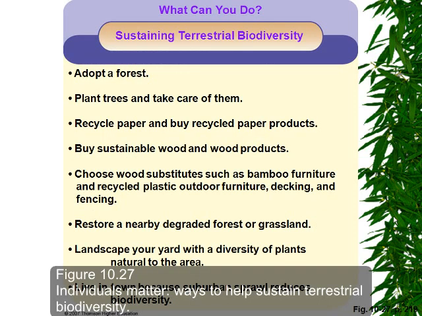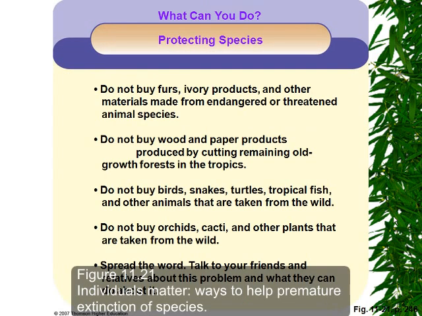So again, what can you do to sustain biodiversity? I'll let you look through this list. It's all pretty self-explanatory, common sense. A lot of it, you guys have been taught since elementary school. The thing is, you really need to do it now. You need to get other people to do it.